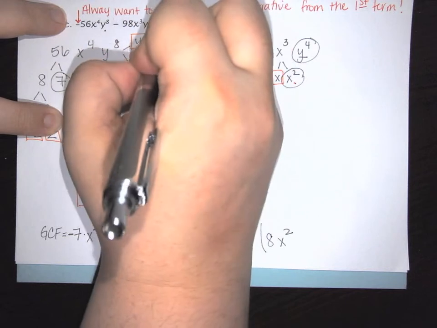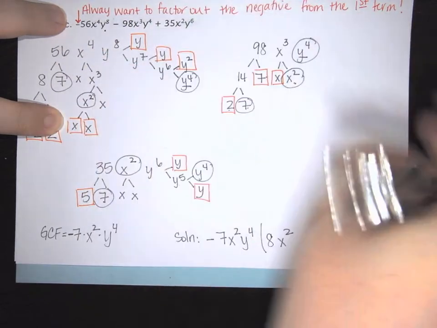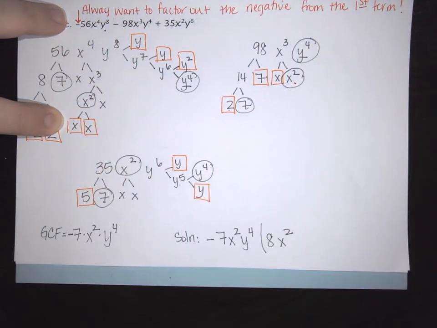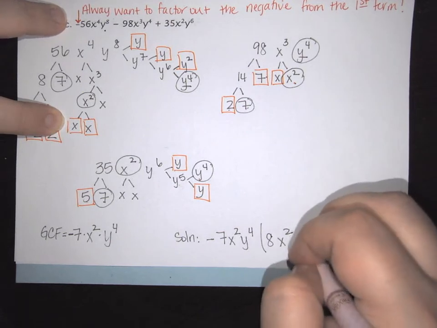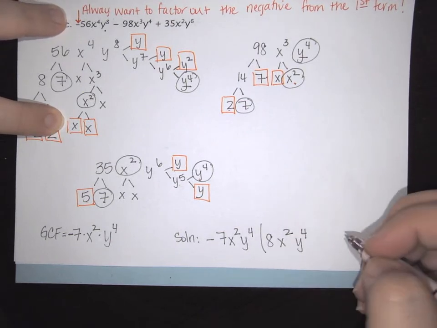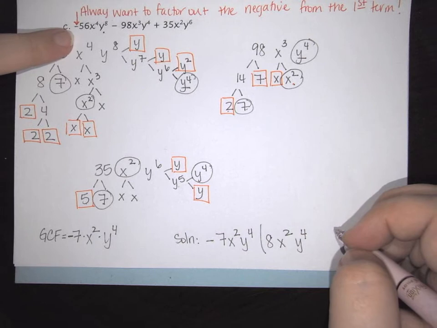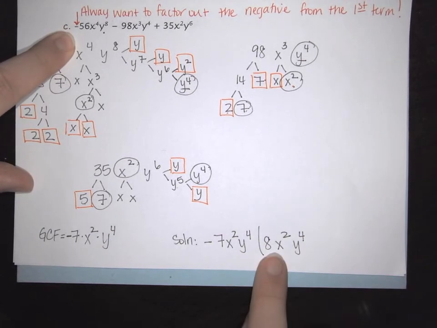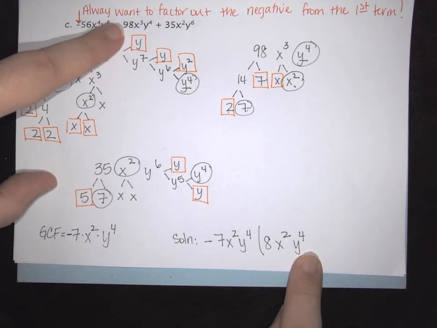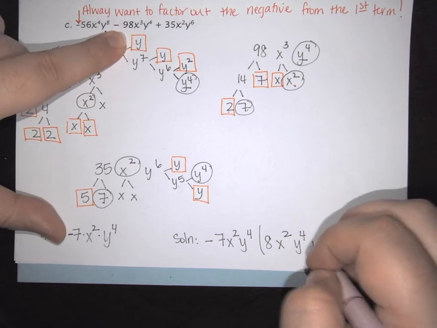Sorry, I forgot my y's. I have a y, and a y squared. So here this would then be a y to the 4th. And then if you look, because I pulled out my negative, notice this term is now positive. So when I go to my sign, notice my sign now becomes positive.